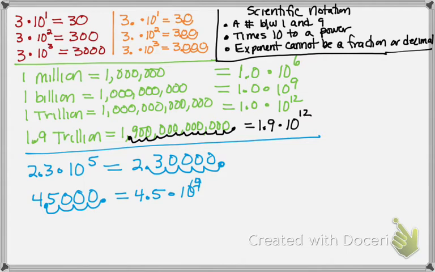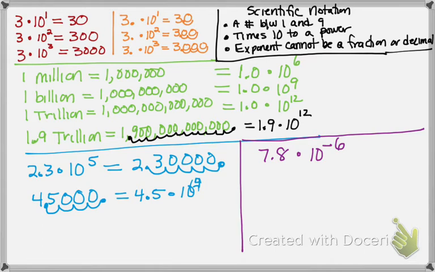Okay, now the last thing that I need to talk to you about is small numbers. What if instead of the number being really big, what if the number is really, really tiny? Well, if the number is really, really tiny, then the exponent is going to be a negative number. So think about this. What if I have 7.8 times 10 to the negative 6? So notice that my exponent is a negative number instead of a positive number. If my exponent is negative, it means that the number is going to get smaller.